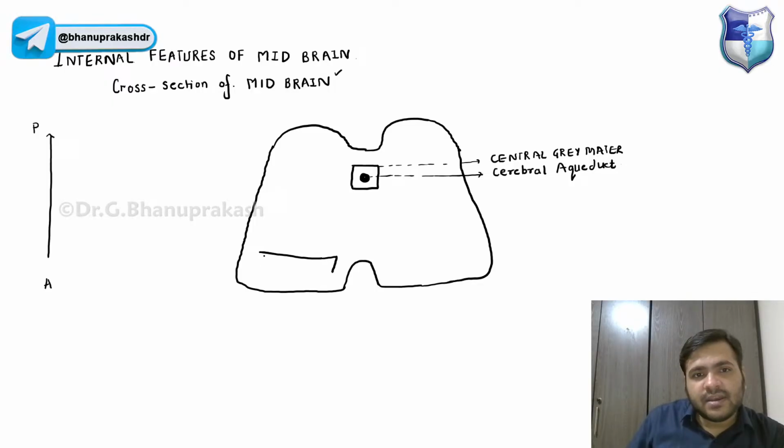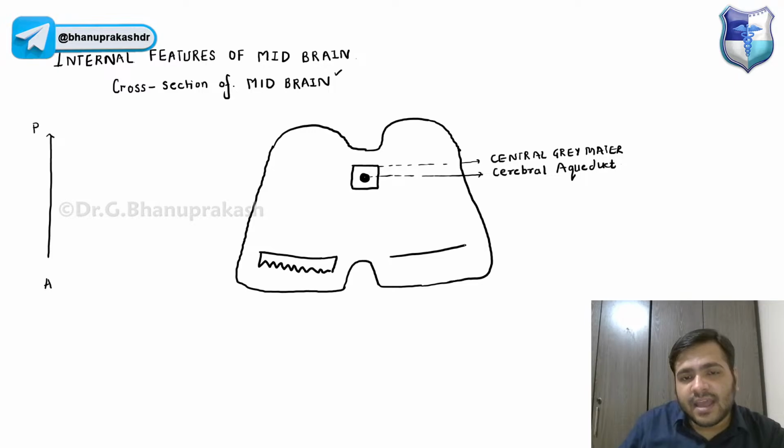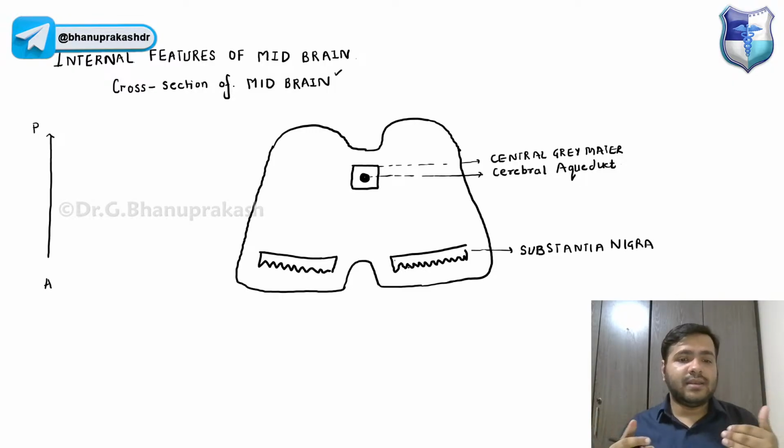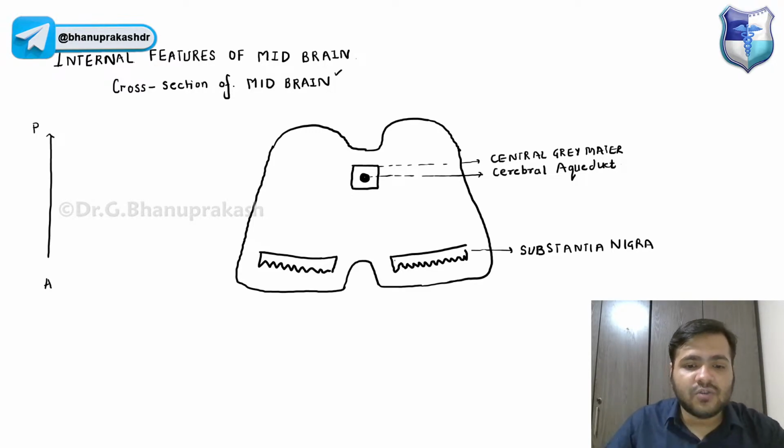Yes, we have a pigmented band-like structure in the most anterior part, and that is something called the substantia nigra. So this is called the substantia nigra. Basically, this substantia nigra will divide the anterior most part from here, guys.